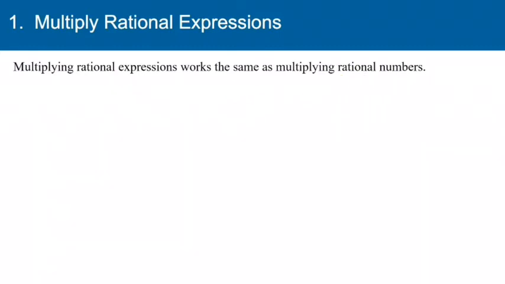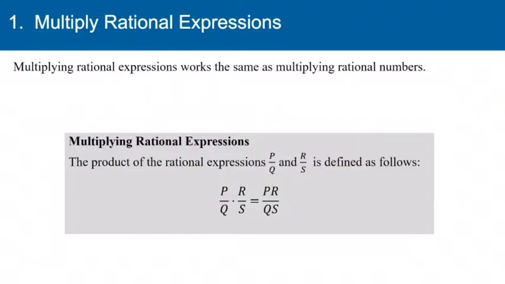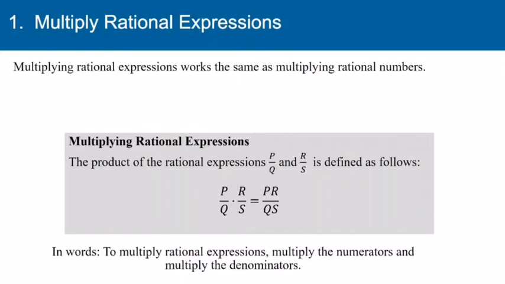In other words, multiplying rational expressions is just like multiplying fractions. So if you have two rational expressions, p over q and r over s, then to multiply them, you just do top times top and bottom times bottom. That's exactly the way fraction multiplication works. It's the same thing, just now with variables. And as you saw in the last section, simplifying them is also the same as simplifying regular fractions. So in words, to multiply rational expressions, you just multiply the numerators and multiply the denominators, and that's it.